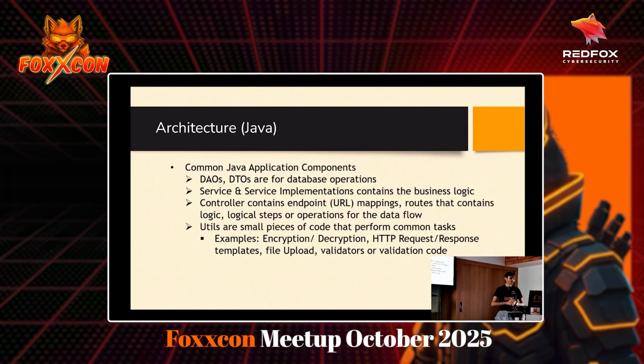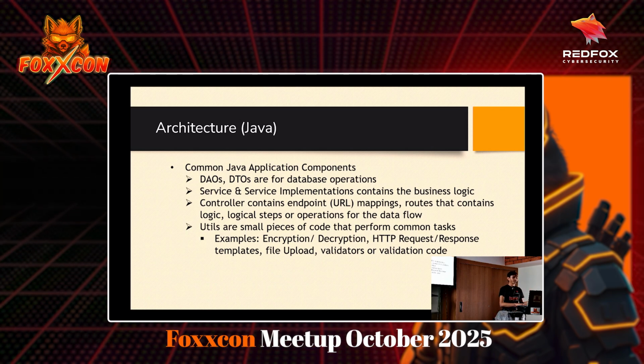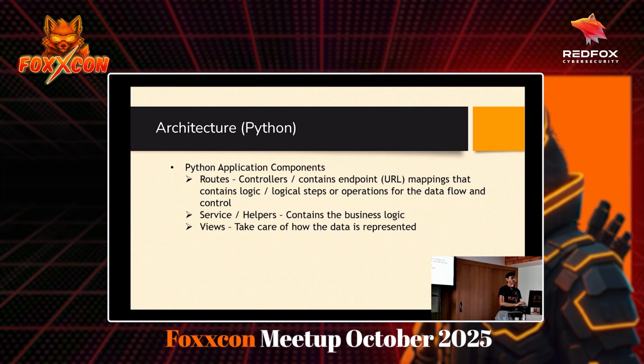And then utils are the small pieces of the code, like encryption, decryption, file upload, validators, and some like those. So it totally depends on how the developer is writing the code. Generally, developers do not follow this particular architecture. Again, let's move to the Python architecture.